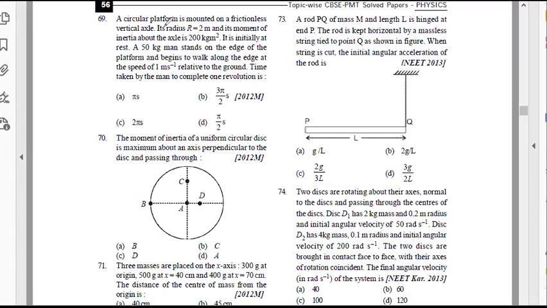So what is given? A circular platform is mounted on a frictionless vertical axle. The radius r is equal to 2 meter and the moment of inertia of the axle is this. It is initially at rest. A 50 kg man stands on the edge of the platform and begins to walk around the edge. I hope all of you have seen this kind of problem.